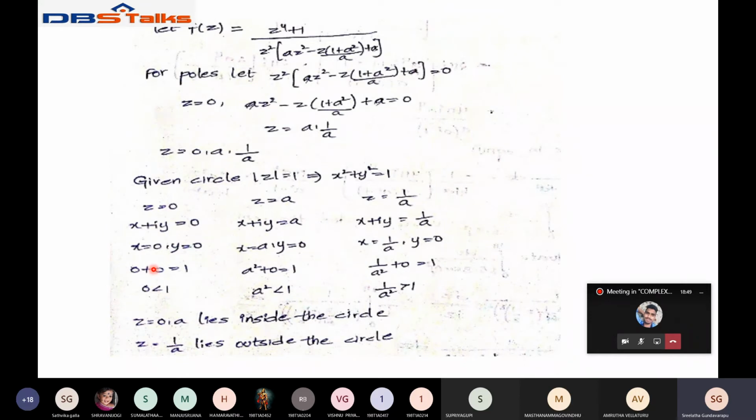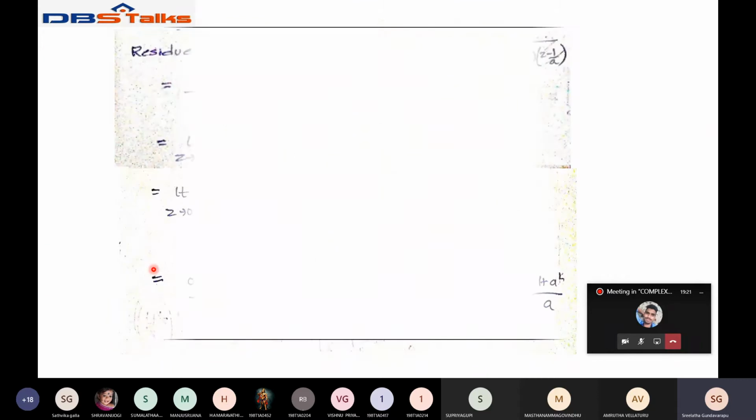Next, the second pole is z equal to a. That means x plus iy equal to a. Here real is a, imaginary is 0. Substitute in circle, a square plus 0 less than 1. A square is less than 1, so a is also inside the circle. Next, the third pole is 1 by a. Then we write x plus iy equal to 1 by a. X is 1 by a, y is 0. So 1 by a square is greater than 1. Therefore the third pole z equal to 1 by a lies outside the circle.